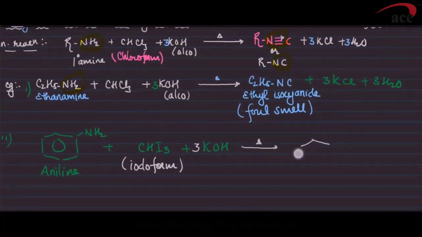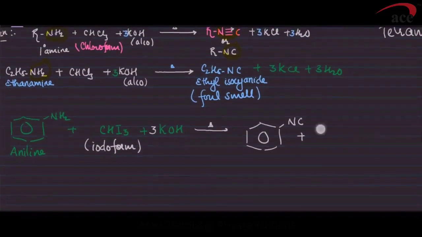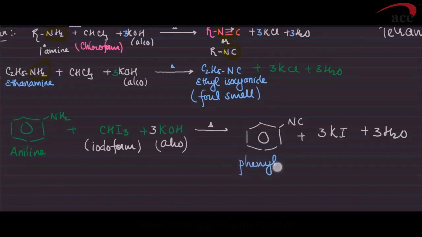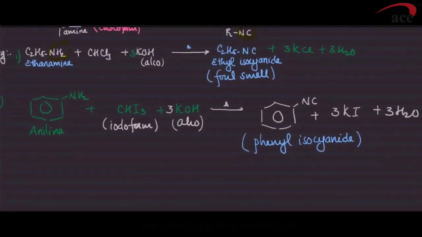We get the product as a benzene ring followed by NC, plus 3 moles of KCl plus 3 moles of H2O. Now since it is iodoform, instead of KCl it should be iodide, so 3 moles of KI. It results in the formation of C6H5NC. C6H5, what do you call it? Phenyl. So it should be called phenyl isocyanide, with an unpleasant odor, a foul smell, indicating the presence of primary amines. So students, this is basically the test for primary amines.